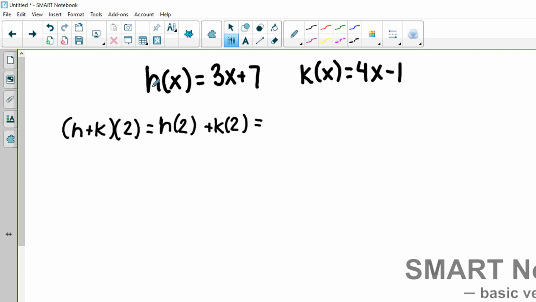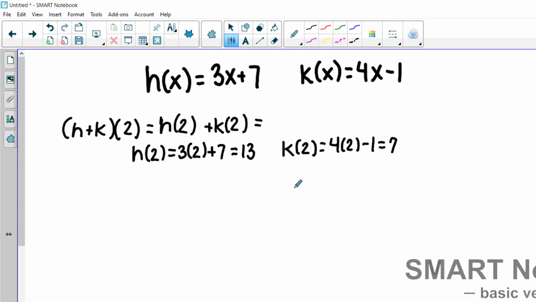Now I know how to find h of 2. H of 2 means I go to h, and every place there's an x, I replace it with a 2. So 3 times 2 plus 7. If I want to find k of 2, that means I go to my function k, and every place there's an x, I'm going to replace it with the number 2. Then the plus sign says I'm going to take those two values and add them together. So 13 plus 7 is 20. H plus k of 2 is equal to 20.